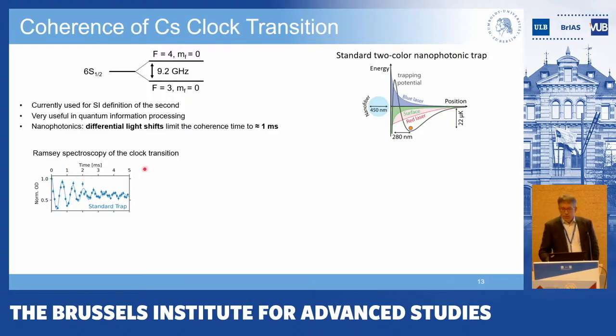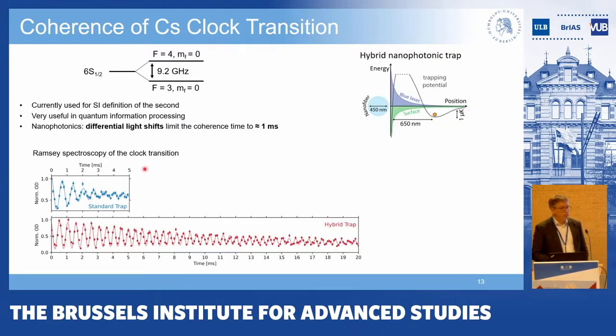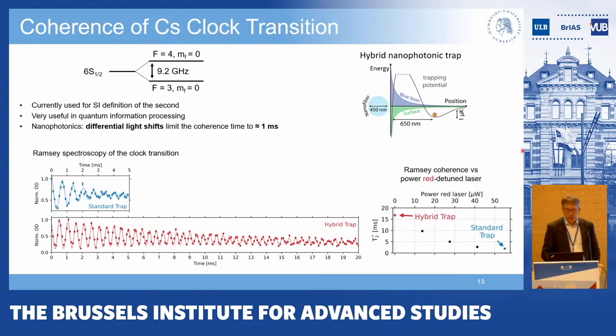And now what about the hybrid trap? It turns out that we win more than an order of magnitude in coherence time with the atoms stored in this shallow hybrid trap using only surface forces and the blue laser field. So also here, if we look at the Ramsey coherence as a function of the red power, while moving the atoms gently from the standard trap and stop in between and look what is the coherence time there, we see that the largest coherence time is found when the red laser is off, okay?